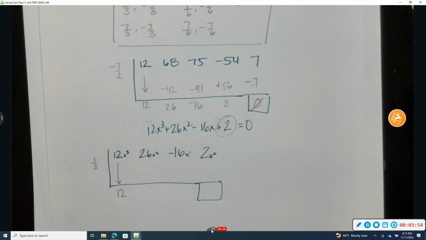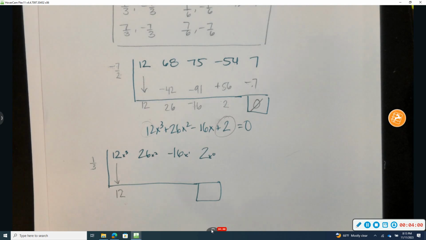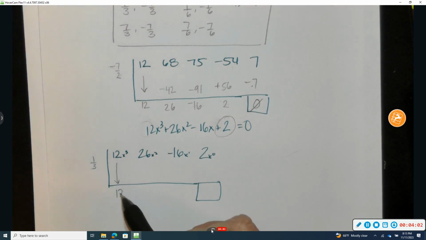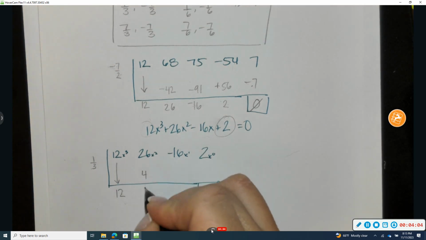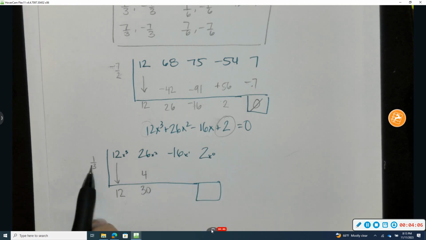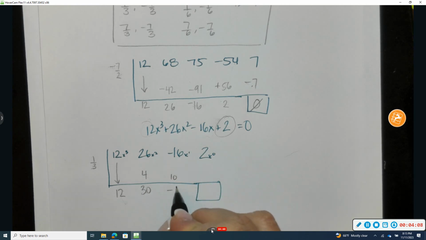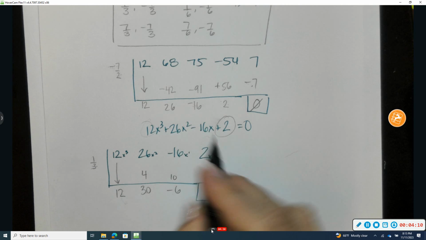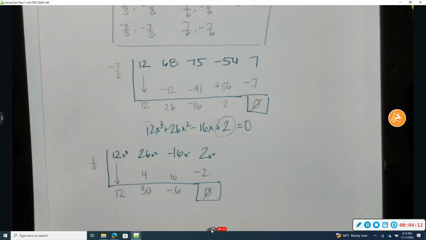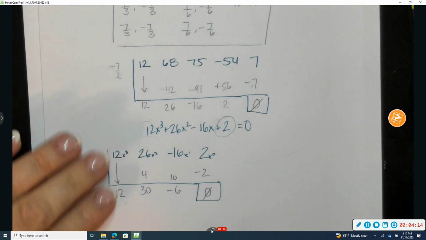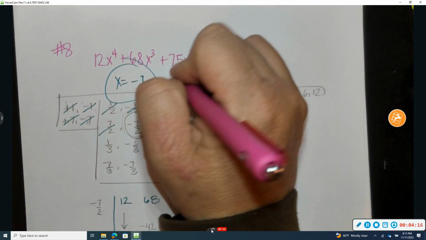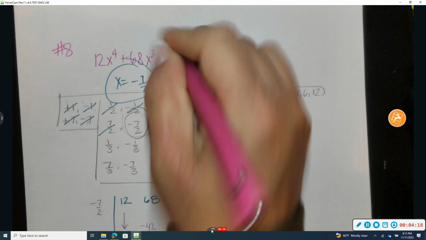Drop down, D-mama. So when I multiply, you can go 1 times 12 is 12 and then divide it by 3. But even easier is just take this value and divide it by 3. 12 divided by 3 is 4. Combined to give us 30. 30 divided by 3 is 10. Combined to give us negative 6. Negative 6 divided by 3 is negative 2. And this works. Hey, we're lucky. So 1/3 works out. So x equals 1/3 is another.